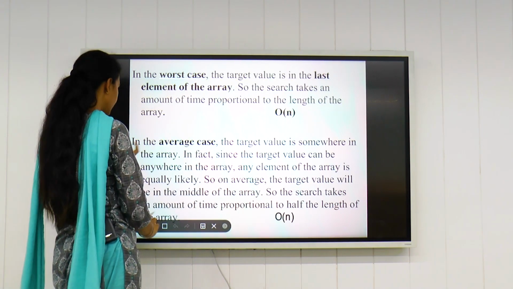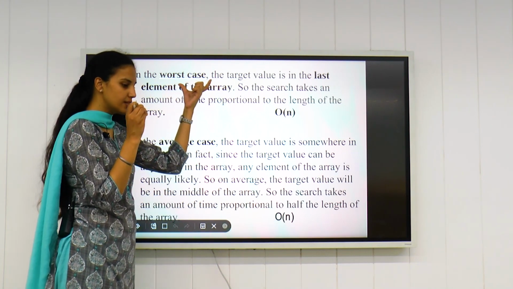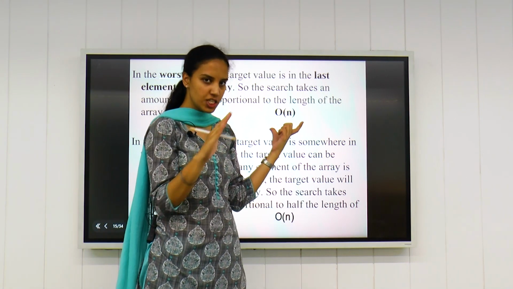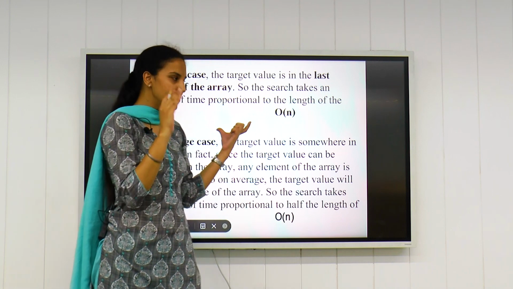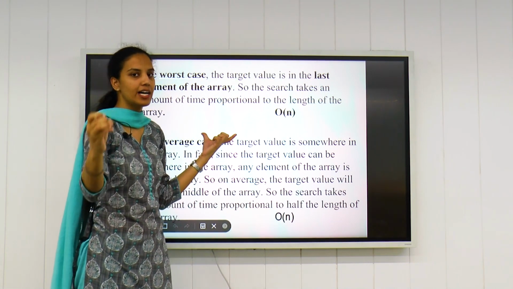The second condition is the worst case and average case. There are two worst-case conditions. First is that our element does not exist in the list, but still we have to run the whole program. Second, for the worst case, suppose our element lies at the last position.